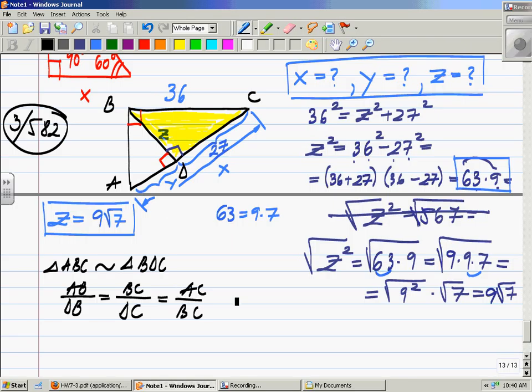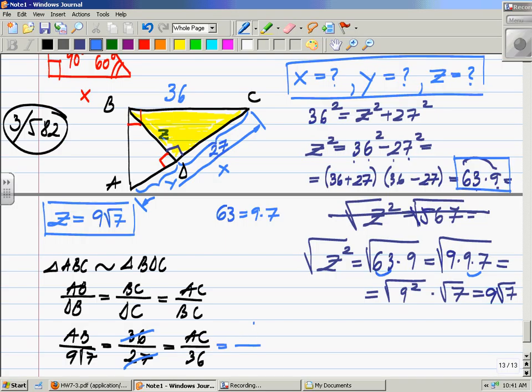Plug in everything that you know. Do I know AB? No. AB over DB. Do I know DB? DB is your z. How big is that? 9 square root 7 equals BC, 36 over DC, 27 equals AC. Do I know AC? No. Over BC, which is 36. Now, before you do anything, you can simplify this 36 over 27 by 9, which is actually what?